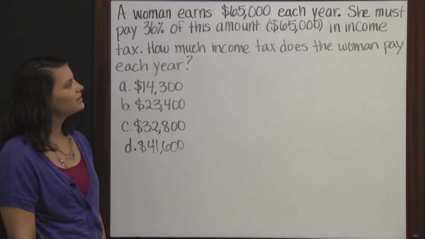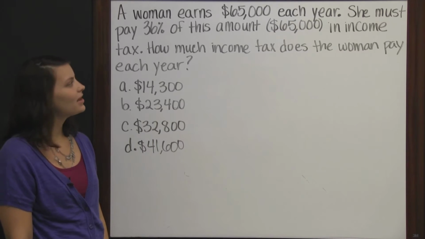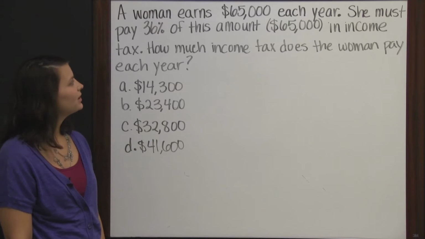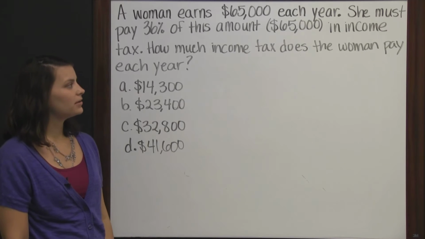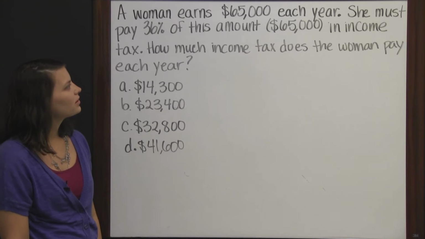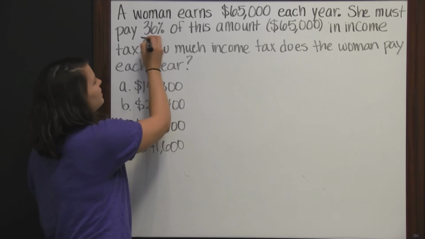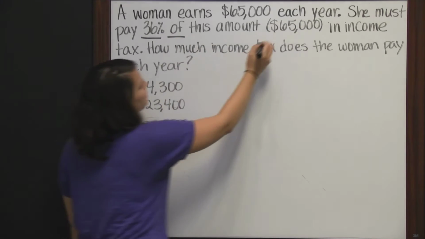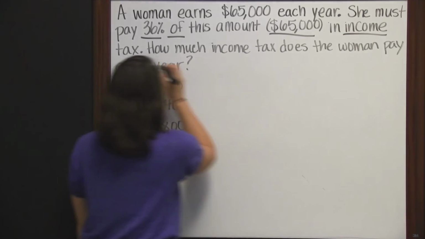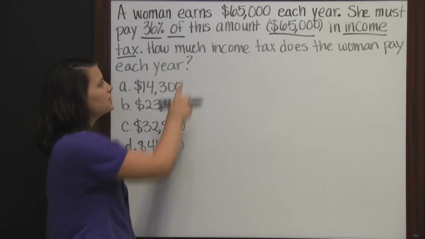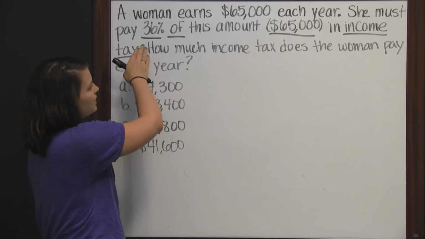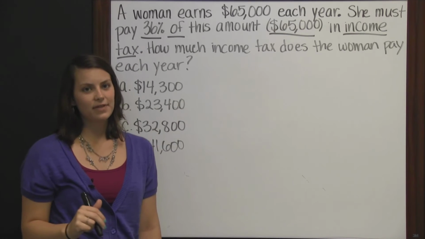A woman earns $65,000 each year. She must pay 36% of this amount, $65,000, in income tax. How much income tax does the woman pay each year? 36% of $65,000 is income tax. This word of means to multiply. So we're going to multiply 36% times 65,000.